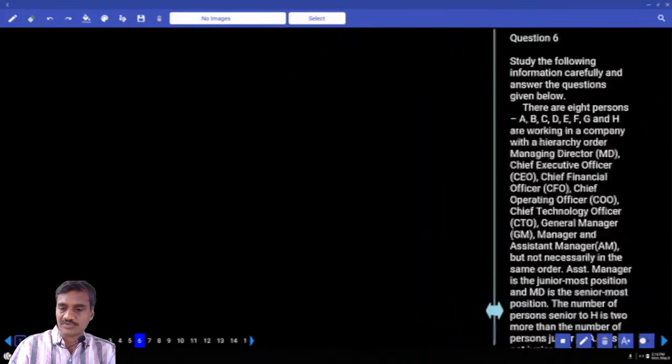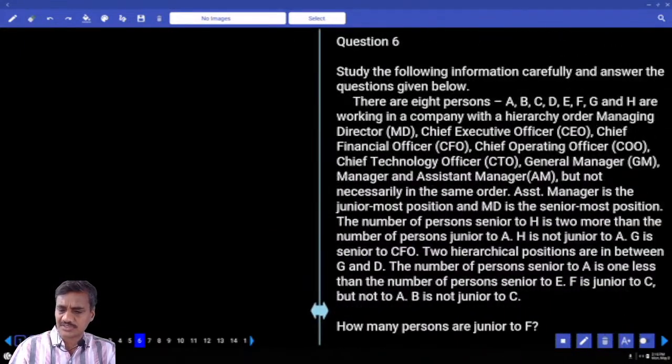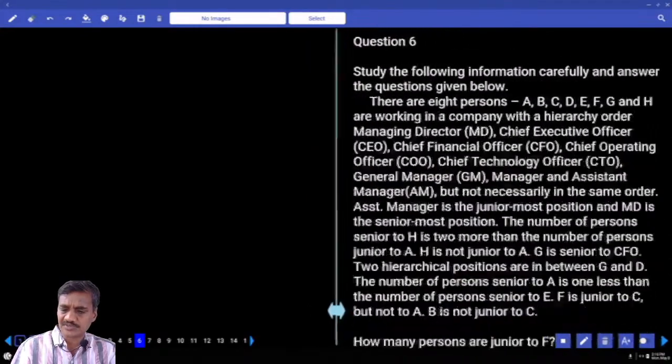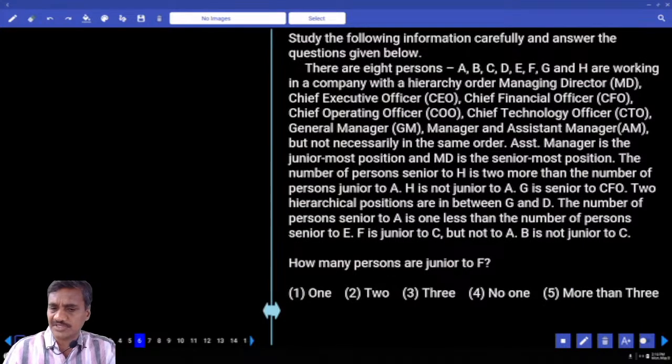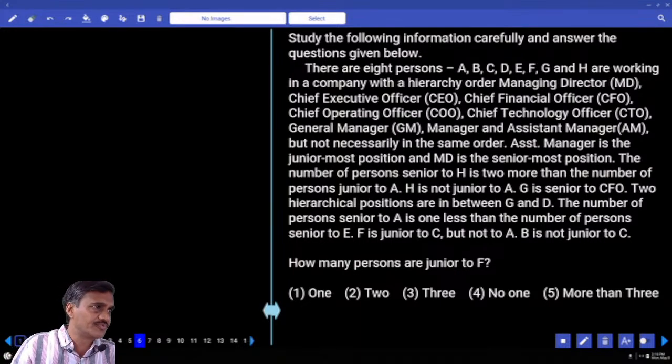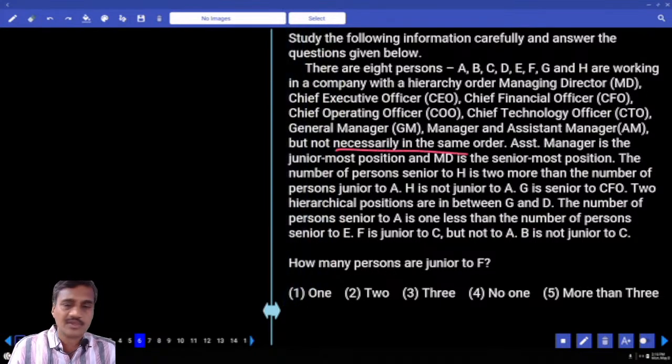Then coming to question 6 onwards, there are some sets of eight persons. A, B, C, D, E, F, G and H are working in a company with a hierarchical order. Whenever these positions are given, it must be under the first priority because all the positions are in a particular order. What is that order here? A company with a hierarchical order: Managing Director, CEO and so on. The assistant manager is the junior most and the MD is the senior most.